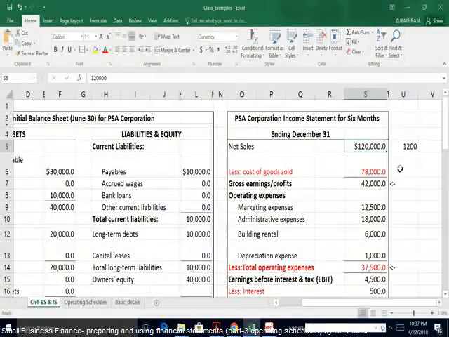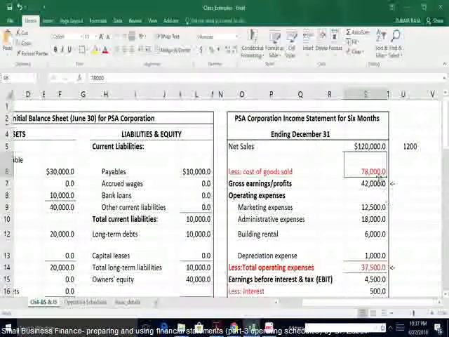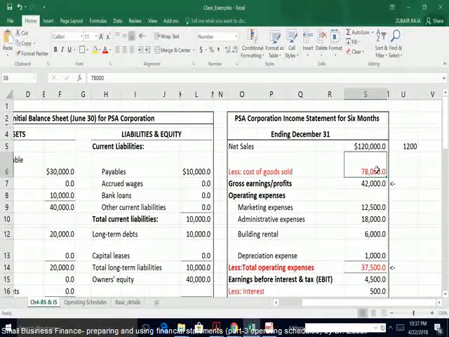But there are a few numbers we need to look into in detail, to see where those numbers are generating from. For example, this one, 78,000 cost of goods sold. This is not like anyone can just give you this number and say write that the cost of goods sold is 78,000. But what were the back end internal schedules which the PSA Corporation owner prepared in order to come to 78,000? This I'm going to show you over here.